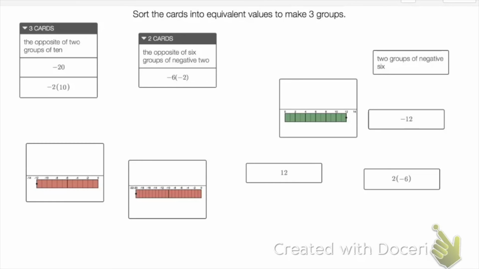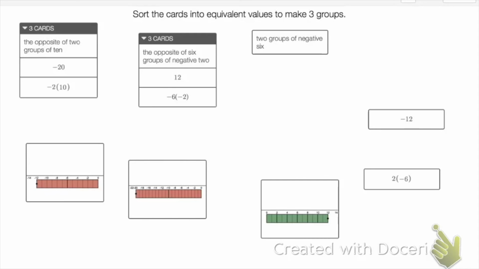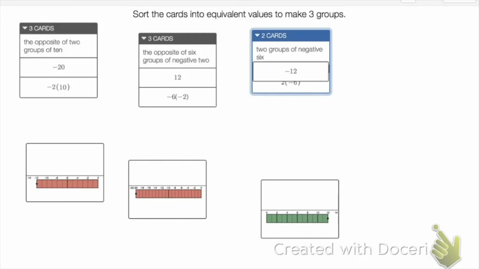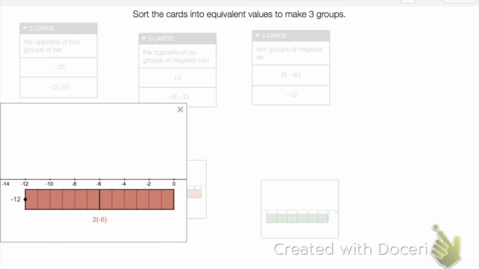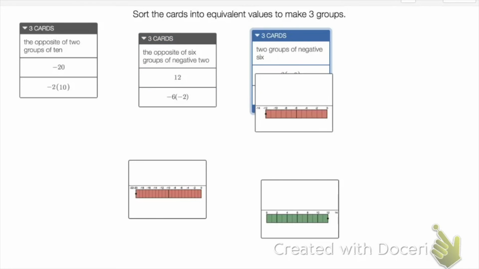Negative multiplied by negative, the answer will be a positive, so positive 12. Okay. Two groups of negative 6, so this, and 2 times negative 6 is negative 12. So now let's take a look here. It looks like I have two groups of negative 6, so I will move it to two groups of negative 6.